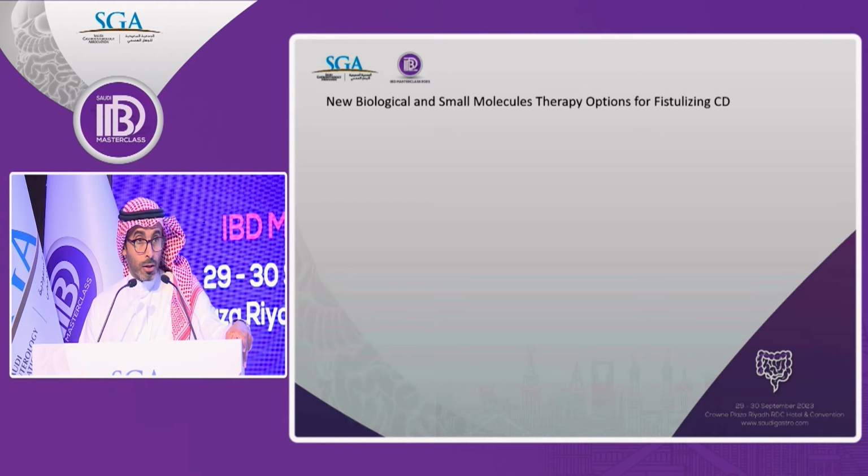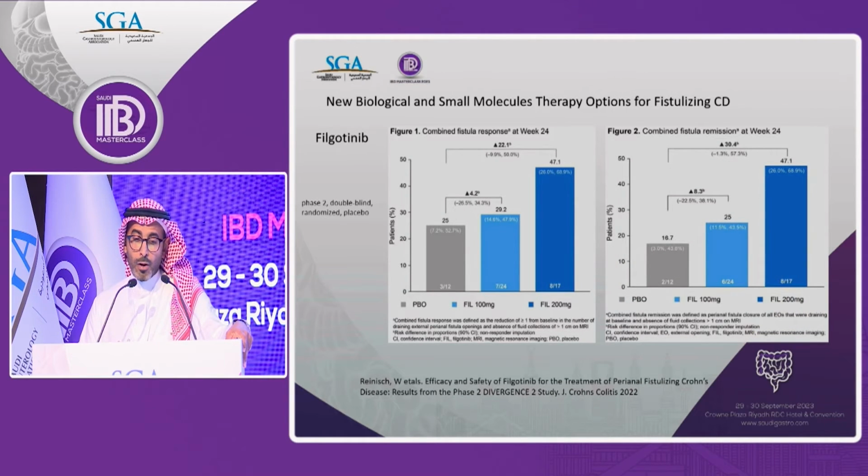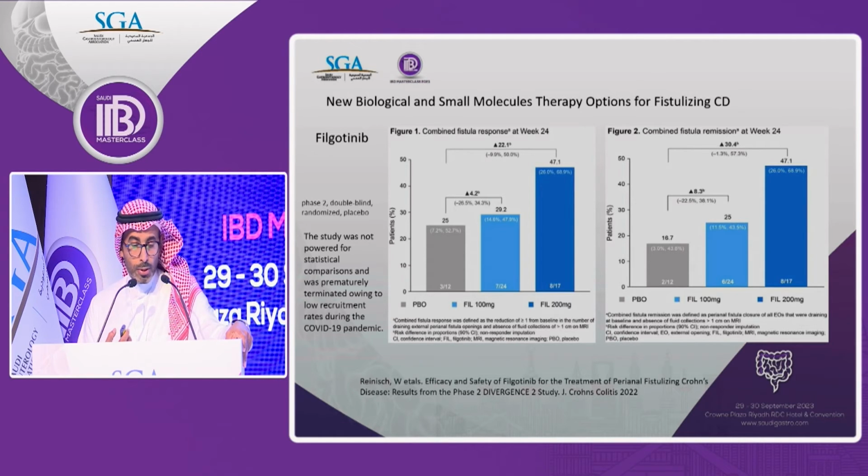What about new molecules or small molecules? Do we have data supporting small molecules in fistulizing disease? We don't have enough data. However, we have data on filgotinib, which is a JAK1 inhibitor. It's a phase 2 double-blind randomized study, and this study was not completed because of recruitment issues during the COVID pandemic. However, we see a trend in the difference between filgotinib 200 versus placebo at combined fistula response at week 24 and fistula remission at week 24.